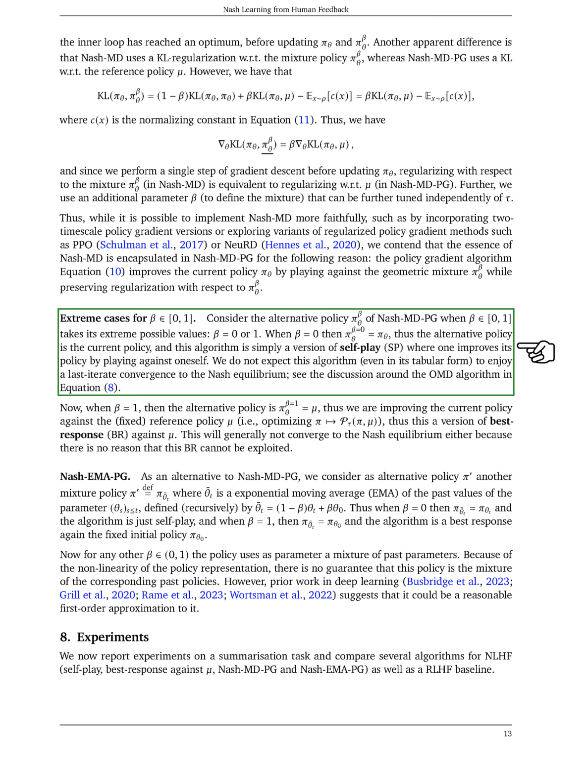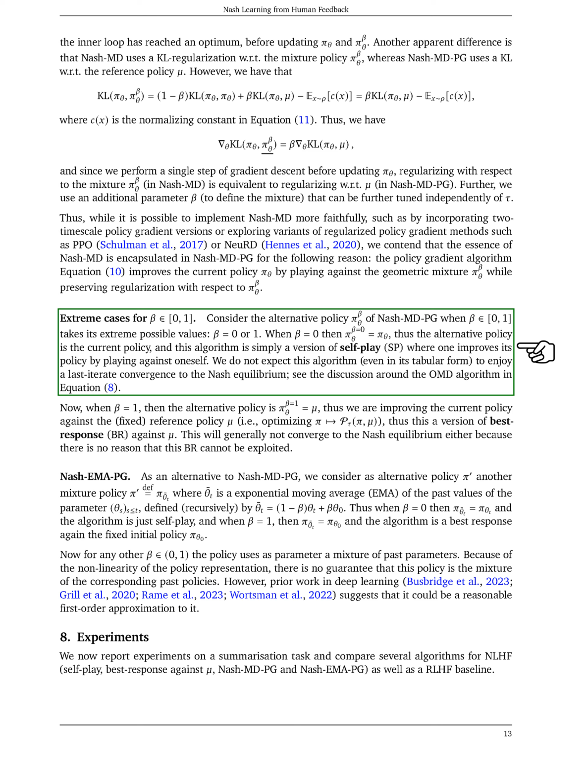Section. Consider the alternative policy π_θ^β of Nash MDPG when β ∈ [0, 1] takes its extreme possible values, β equals 0 or 1. When β equals 0, then π_θ^β equals π_θ. Thus the alternative policy is the current policy, and this algorithm is simply a version of self-play, SP, where one improves its policy by playing against oneself. We do not expect this algorithm, even in its tabular form, to enjoy a last iterate convergence to the Nash equilibrium. See the discussion around the OMD algorithm in the equation.